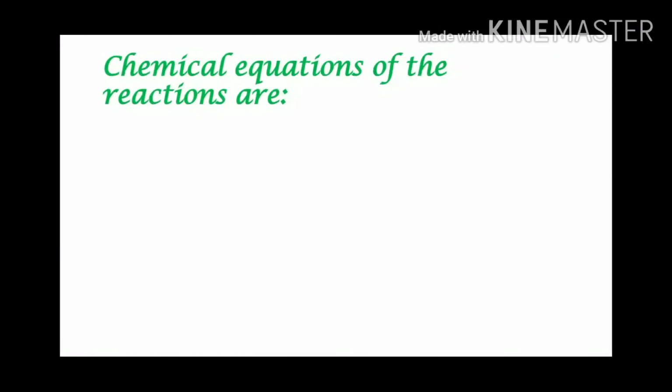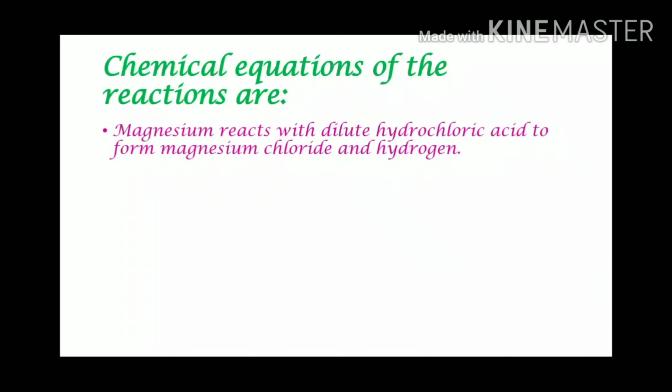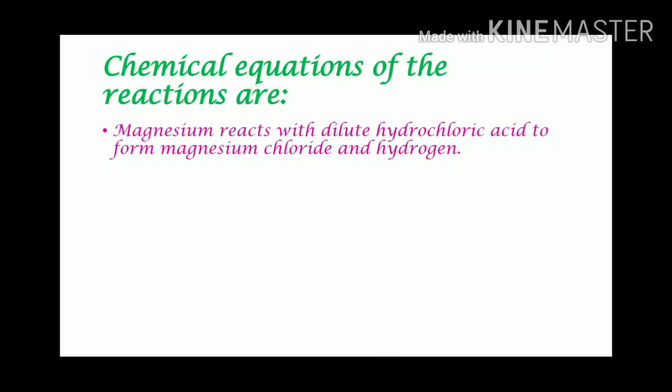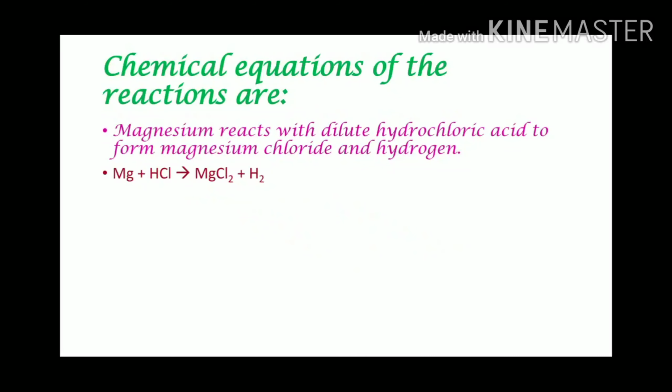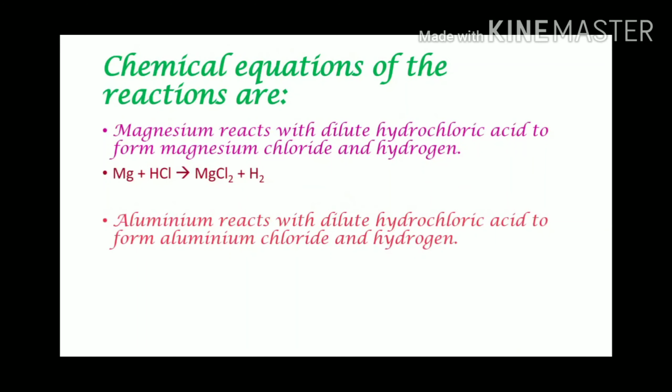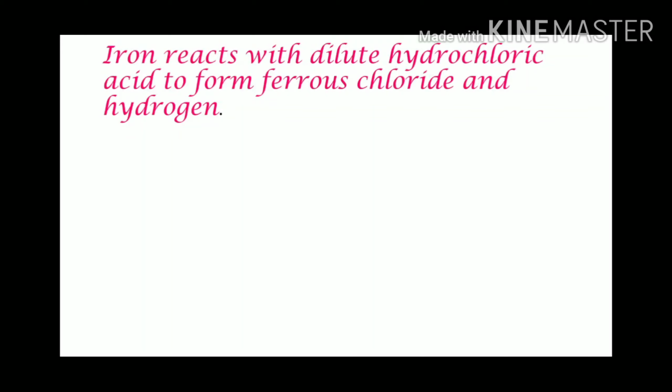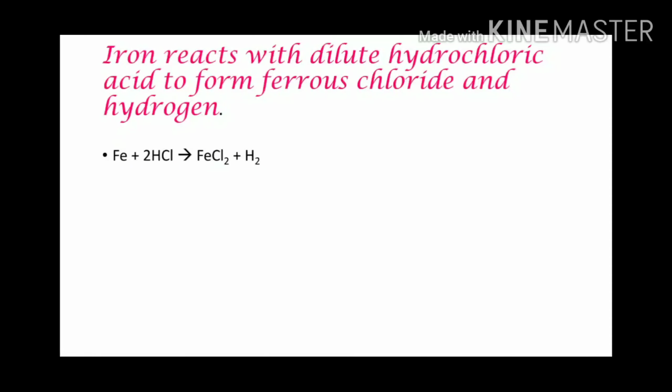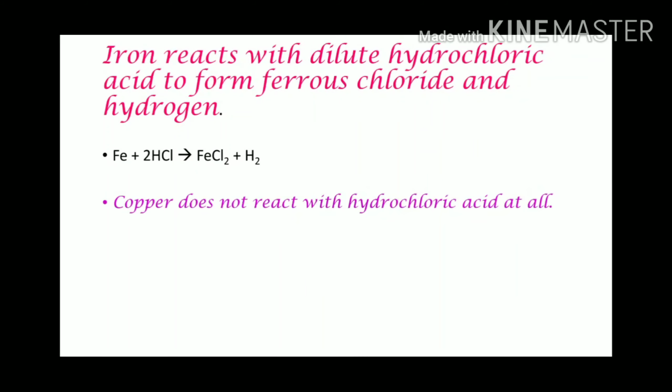Chemical equations of the reactions are: magnesium reacts with dilute hydrochloric acid to form magnesium chloride and hydrogen. Mg plus 2HCl gives MgCl2 plus H2. Aluminium reacts with dilute hydrochloric acid to form aluminium chloride and hydrogen. The equation for the reaction is 2Al plus 6HCl gives 2AlCl3 plus 3H2. Iron reacts with dilute hydrochloric acid to form ferrous chloride and hydrogen. The equation for the reaction is Fe plus 2HCl gives FeCl2 plus H2. Copper does not react with hydrochloric acid at all.